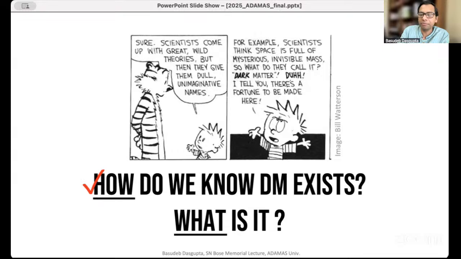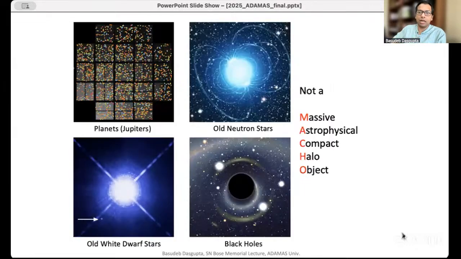So, shall we move on? Okay, great. All right, so let's move on to the next part: what is this dark matter?